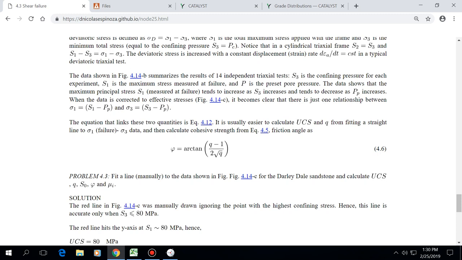So let me come back over here. This is strain rate. The dot means variation of strain with time. Okay? It's a constant. Yeah, CST means a constant.